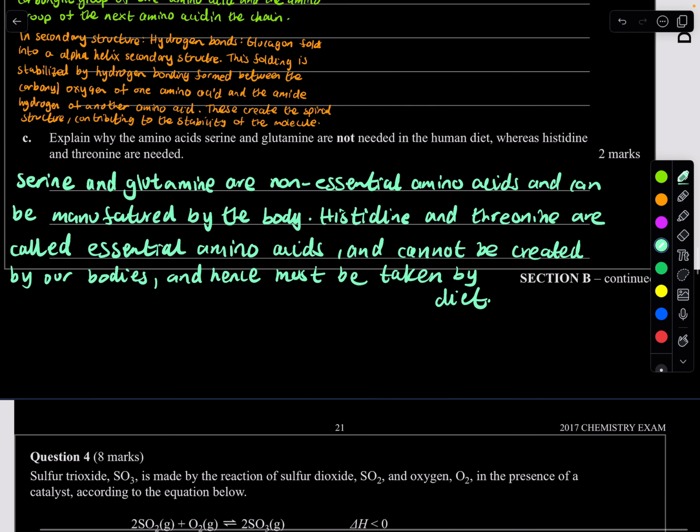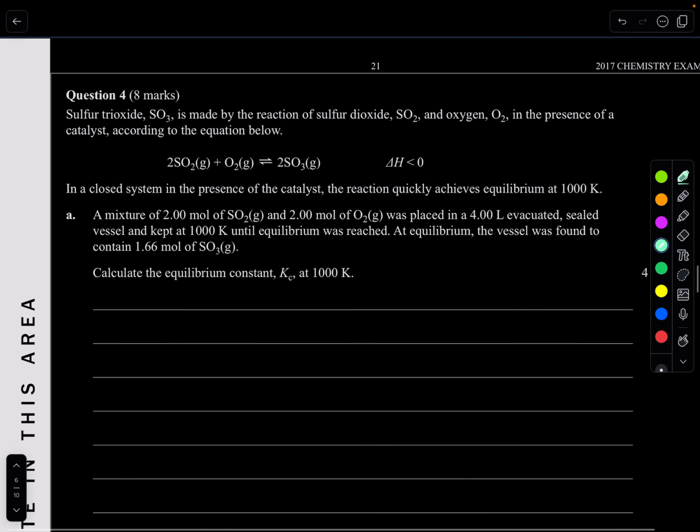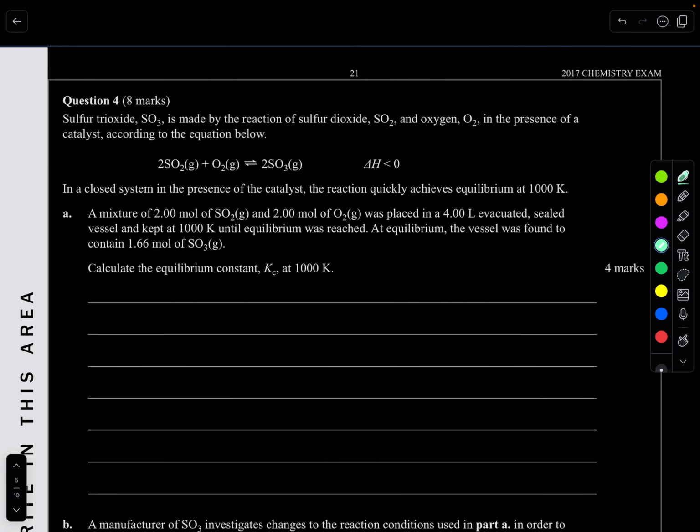Easy. And yeah, now we're up to question 4. So let's try question 4. Sulfur trioxide, SO3, is made by a reaction of sulfur dioxide and oxygen in the presence of a catalyst. I love this equilibrium equation. I love equilibrium. It's one of my favorite topics to smash out. And so we know it's exothermic. In a closed system, in the presence of a catalyst, the reaction quickly achieves equilibrium at 1000 Kelvin.